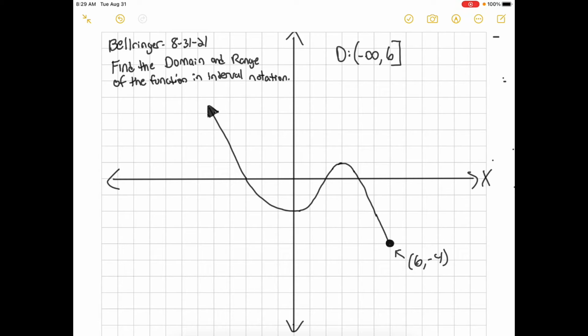Okay, and then the range, we're going to go on the y-axis, we're going from negative to positive. We're coming from the bottom and going up. So from negative to positive, the first value we get to, or we start with, is negative 4. And negative 4 is included, so bracket. And then this thing is going to keep going up. It's not going to stop. So we're going to positive infinity. And that is your domain and range in interval notation of this function.